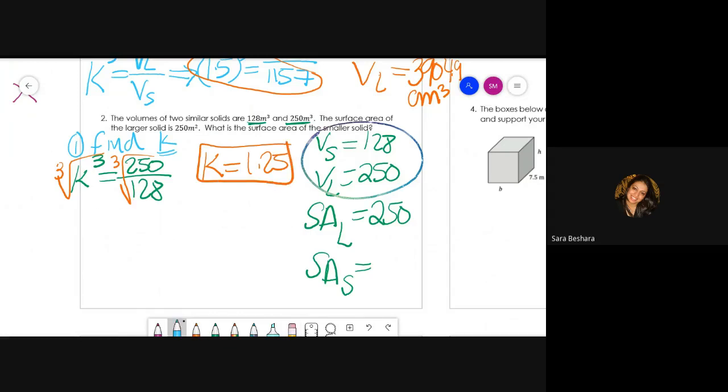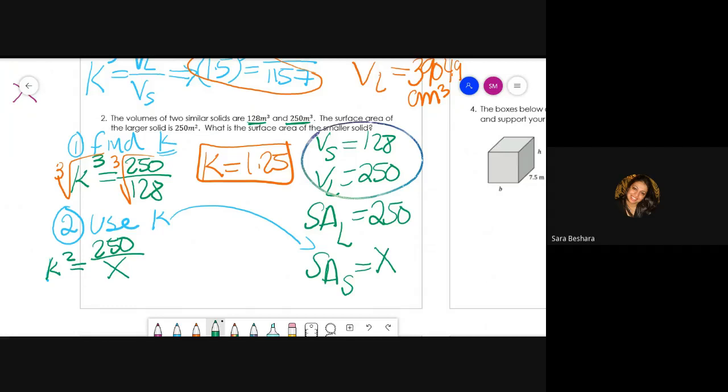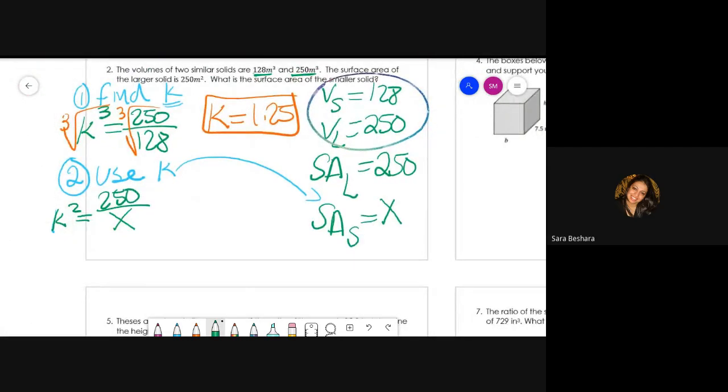All right, step 2. Use the k to find the unknown. What's unknown here? Surface area. And again, since we moved from volume to surface area, k becomes squared. So k squared equals surface area large over surface area small. The surface area large is given, that's 250. Surface area small is not given, it's unknown, so that would be x. What's k squared? k is 1.25.